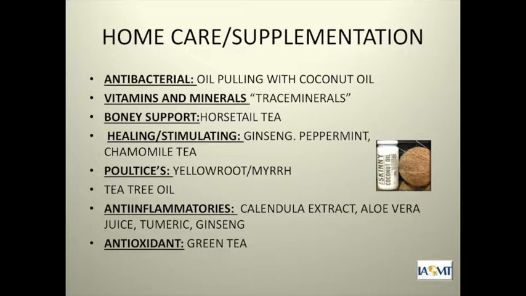If your body doesn't have the proper minerals, it's going to start robbing. It's going to start thinking mercury, great, let's start incorporating mercury into our system. So trace minerals are critically important.